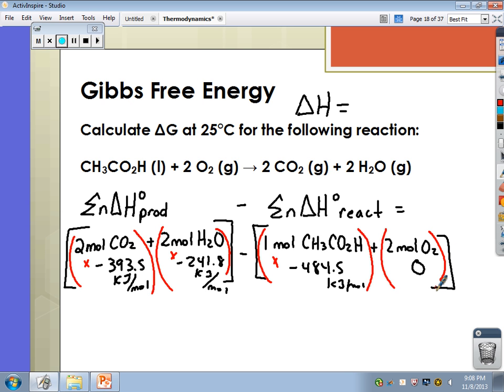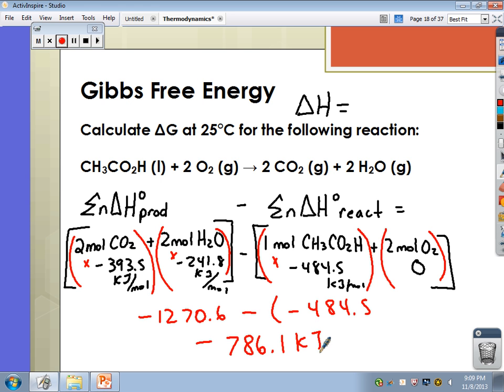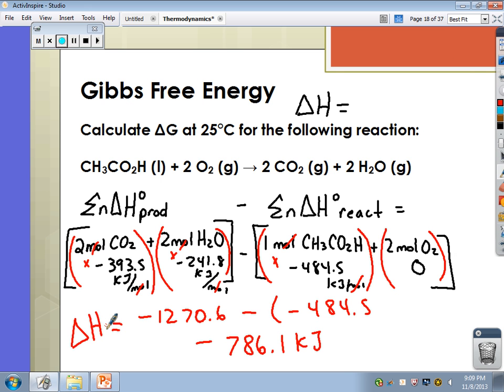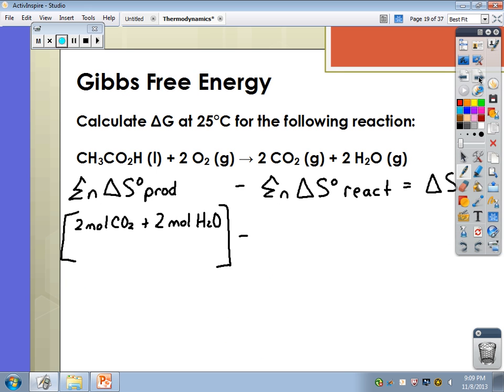And so when I come up with my numbers, I come with negative 1270.6 kilojoules per mole minus a minus 484.5, which gives me negative 786.1 kilojoules per mole. Oh, excuse me, just kilojoules, right? Because my moles cancel. Okay, so I'm going to include that mole there. And that is my value for delta H. So now what do I have to do? Now I've got to find delta S. And so my delta H value I have as negative 786.1 kilojoules.